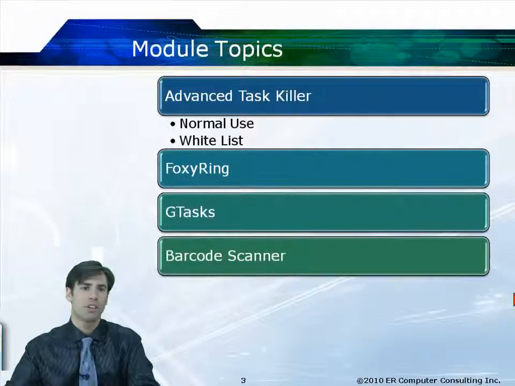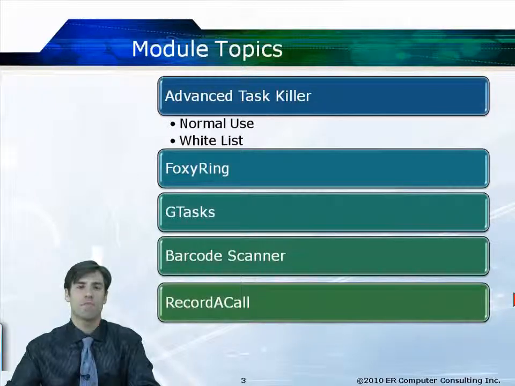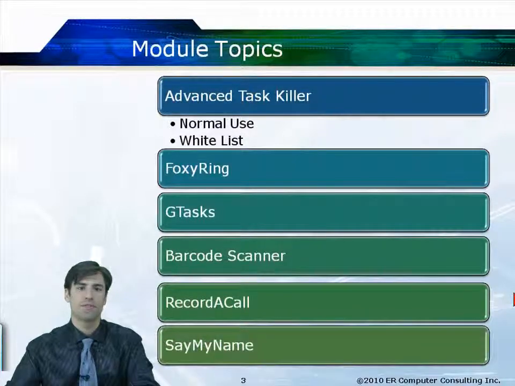We're going to talk about G-tasks that allow you to synchronize your tasks to your Gmail account. We're also going to talk about the Barcode Scanner, which is useful if you ever do any shopping anywhere for any electronics or really just about anything, even at Walmart. Anything that you want to buy, the Barcode Scanner is your new best friend. Record a call, which will allow you to record calls that are in session, either before you start the call or after you're already in the call. We're going to talk about Say My Name, which will announce who's calling you and some of the settings that you can adjust in there.